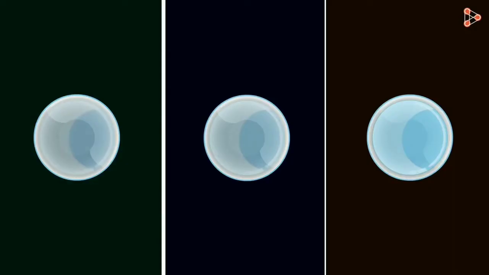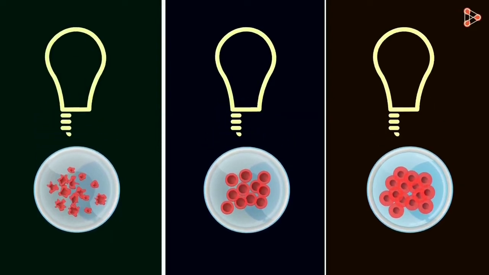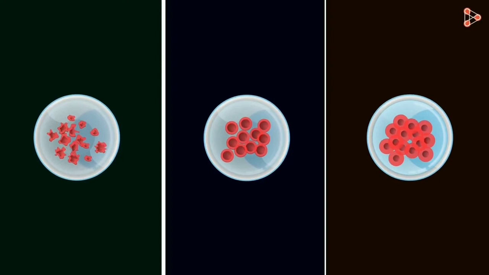Now we have to perform an activity on the action of different types of salt solution on living cells. So here, in three dishes, we have kept red blood cells. You can see in the first plate the red blood cells shrink, whereas in the second there is no change in shape, and in the third the cells get swollen. Why did this happen? Let's see.